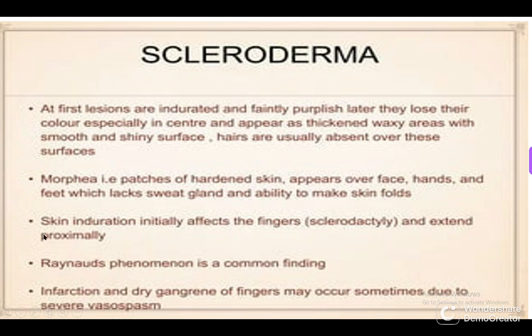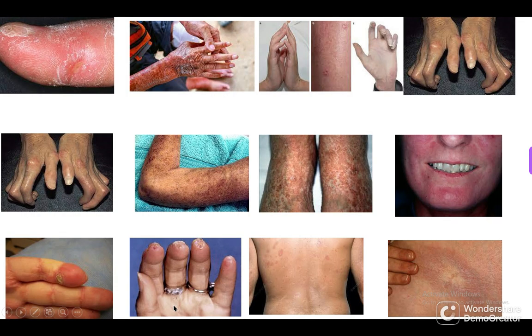Morphea. Another one is skin induration. In induration, it initially affects the fingers, that is called sclerodactyly, and extends proximally. Raynaud's phenomenon is a common finding. An infarction and dry gangrene in the fingers may occur sometimes due to the severe vasospasm because they exhibit Raynaud's phenomenon, or else this is a type of vasculitis actually you are discussing.